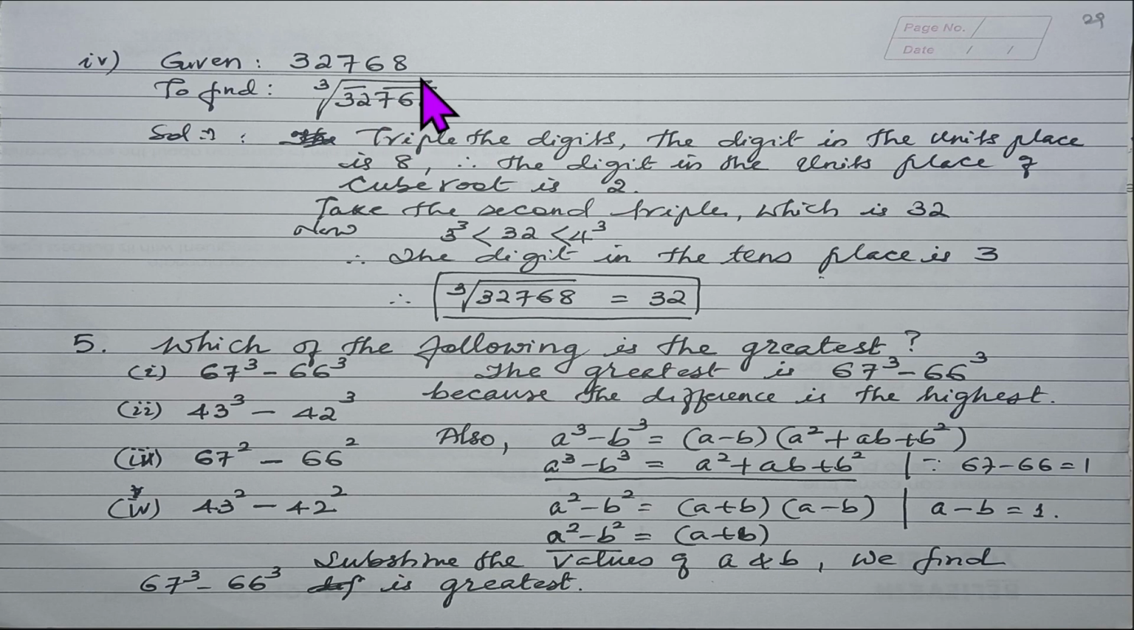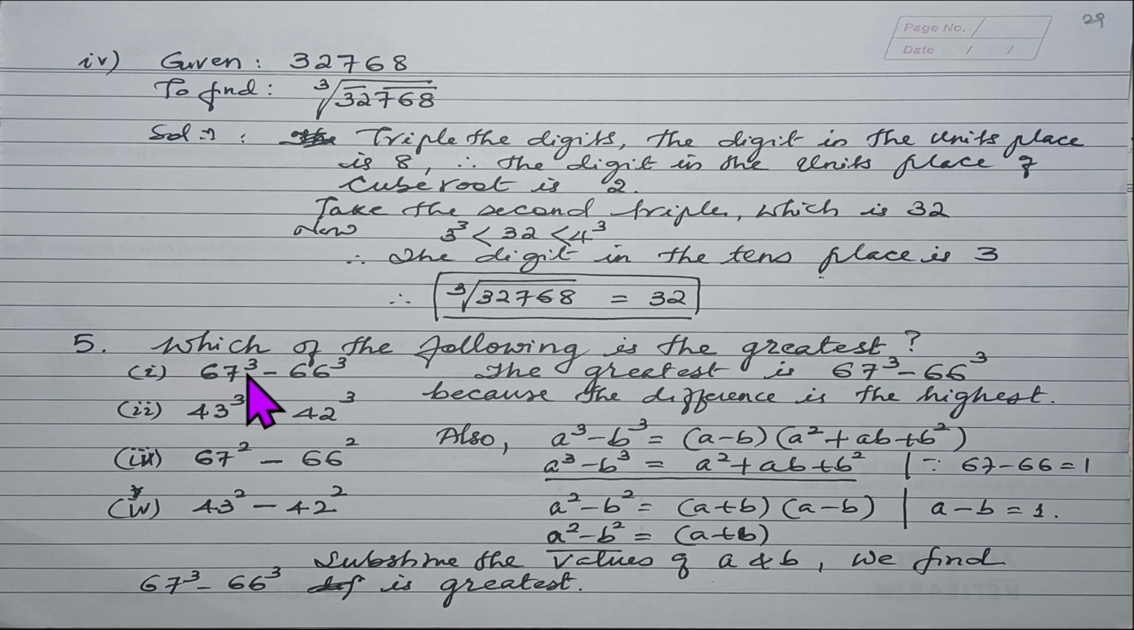Now next example, 32768. Again group and take 3 digits. The digit in the units place is 8. Therefore the digit in the units place in the cube root has to be 2. We already know that. And the next group is 32. Now 32 lies between 3 cube and 4 cube, and therefore the digit in the tens place has to be 3. Therefore cube root of 32768 is 32. So please remember that.